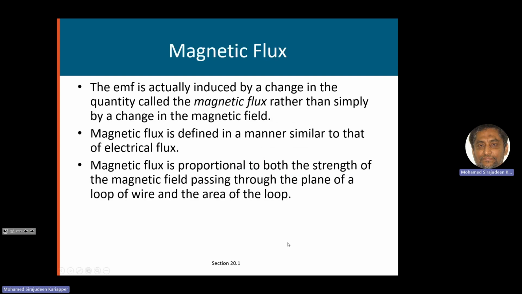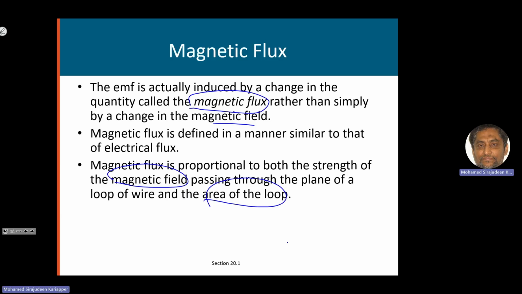This EMF is actually induced by a change in the quantity called magnetic flux, not just the magnetic field. The concept of flux is not the first time you are introduced to it. You already know about electric flux, right? It's a similar thing. The magnetic flux is proportional to the strength of the magnetic field, like the electric flux is proportional to the strength of the electric field, and the area of the loop through which the magnetic field is linked.